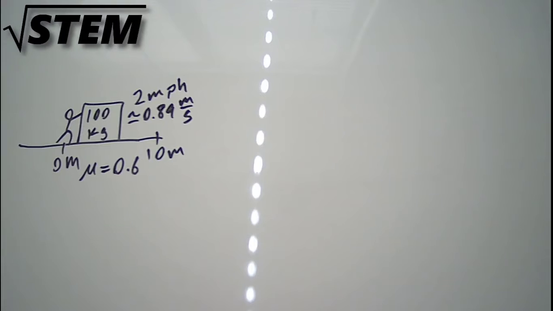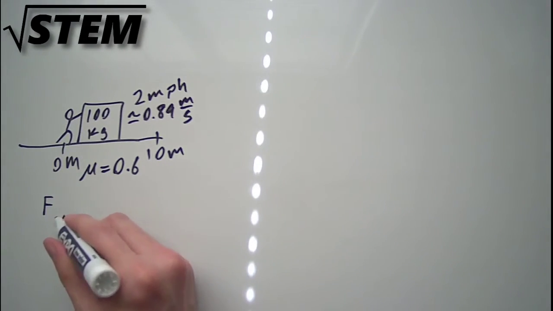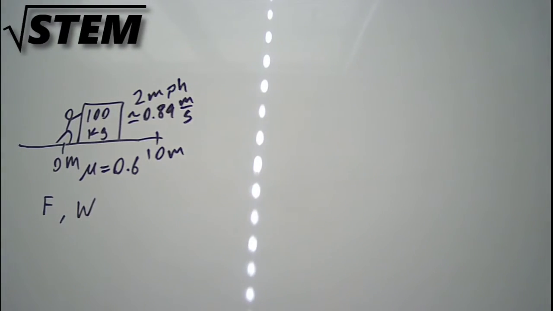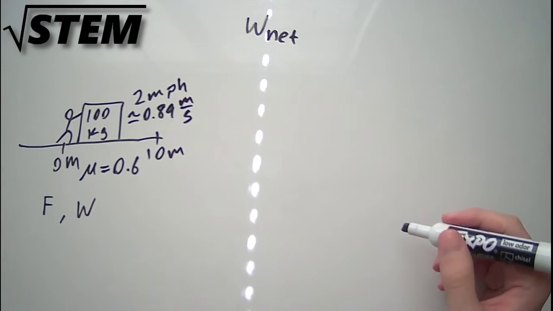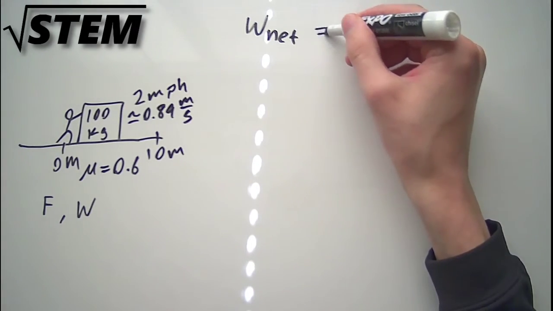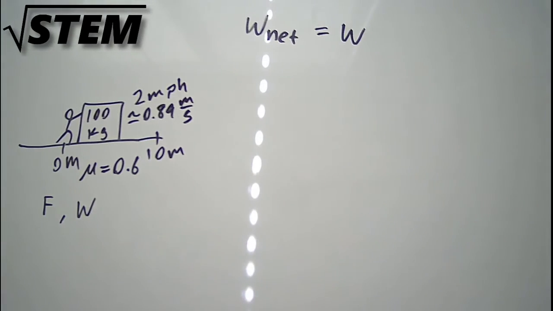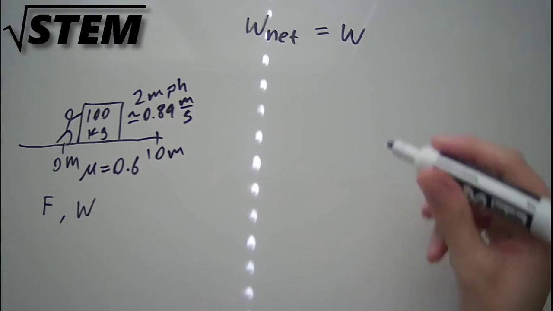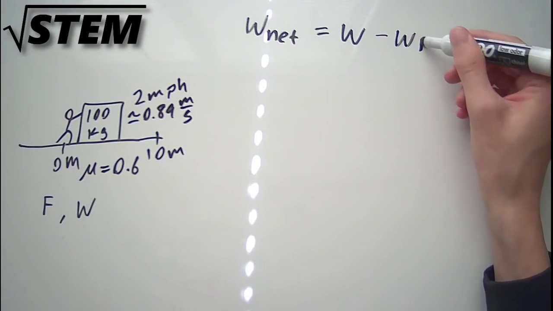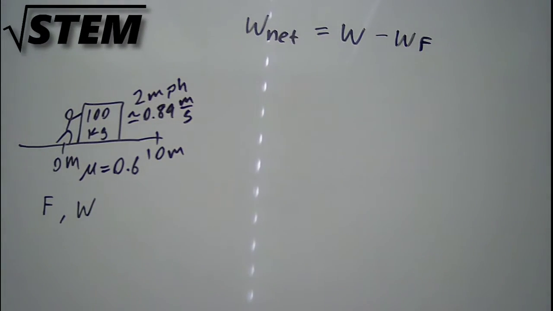Now the things we want to find out are how much force does it take to move this, and how much work do we have to exert to move it that amount of distance. We can do this by looking at the net amount of work done on the crate, and that's going to be equal to the work that we put onto the box as well as the work that friction does on the box, pushing back on it and opposing the motion. So that'll be minus the work done by friction.